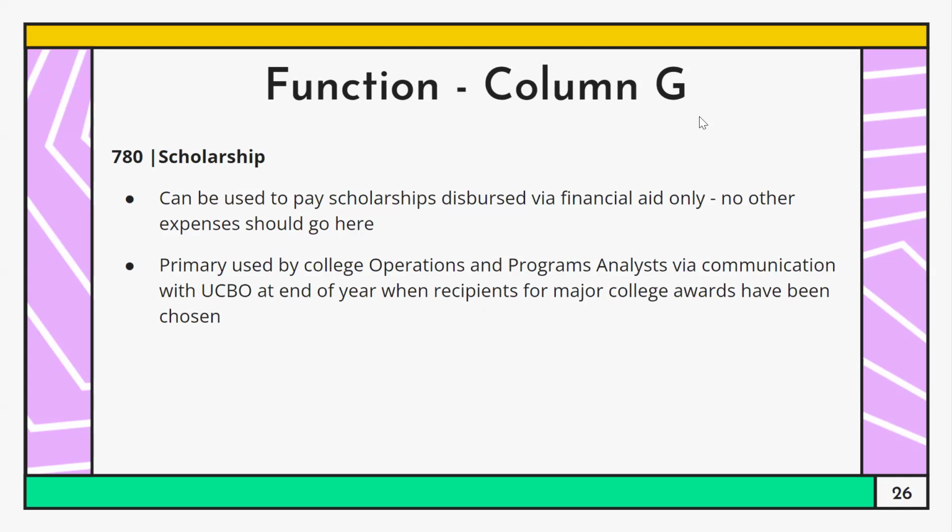And then finally, we have function 780. This is scholarship. COAs with this function can only be used to pay for scholarships dispersed by the Financial Aid Office. You should not be using this COA for any other purpose, and these COAs are primarily used by your college operation and program analysts, your OPAs, when they communicate with our office at the end of the year, after your end of the year college award recipients have been chosen.